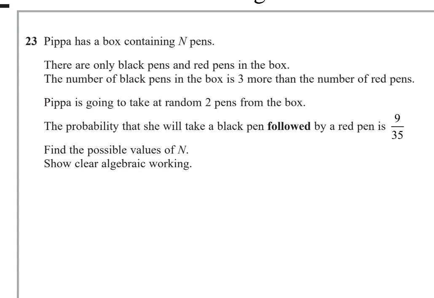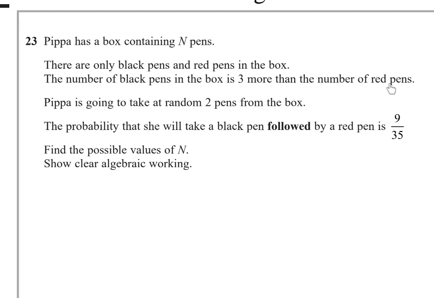23. Paper has a box containing n pens. There are only black pens and red pens in the box. The number of black pens in the box is 3 more than the number of red pens. Paper is going to take at random 2 pens from the box. The probability that she will take a black pen followed by a red pen is 9/35. Find the possible values of n.